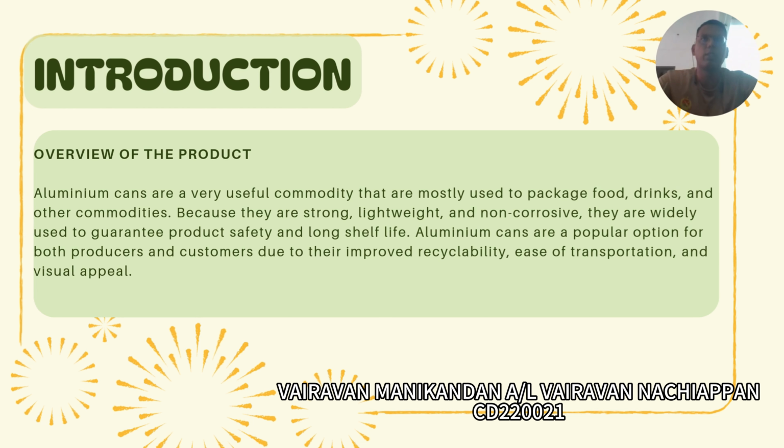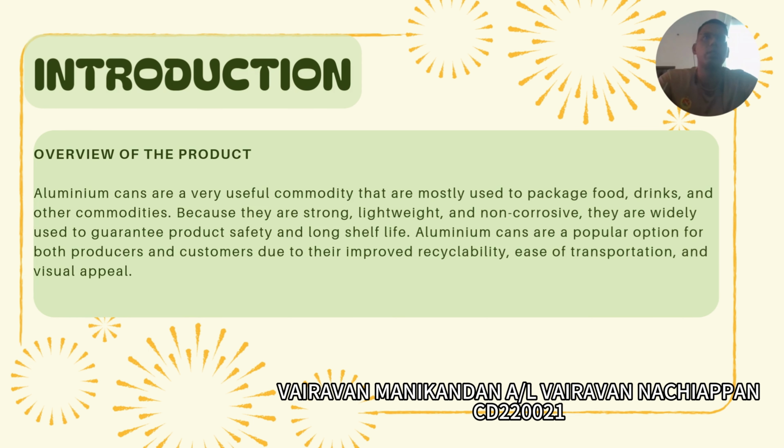So today I will start our project with our introduction. The product we selected for our project is aluminum cans. Let's have an overview of the product. Aluminum cans are very useful in the community, mostly packaged for food, drinks, and other commodities. Wherever you go, for example Coca-Cola, any kind of drinks you can see in aluminum cans.